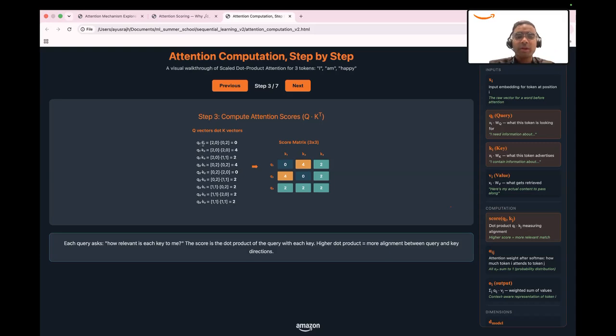We take the dot product between q1 and k1, we get a score. q1 k2, get a score, then q2 k1, q2 k2, q2 k3, then q3 k1. For each and every token as a query, I want to find out how it is related to others when they are keys.